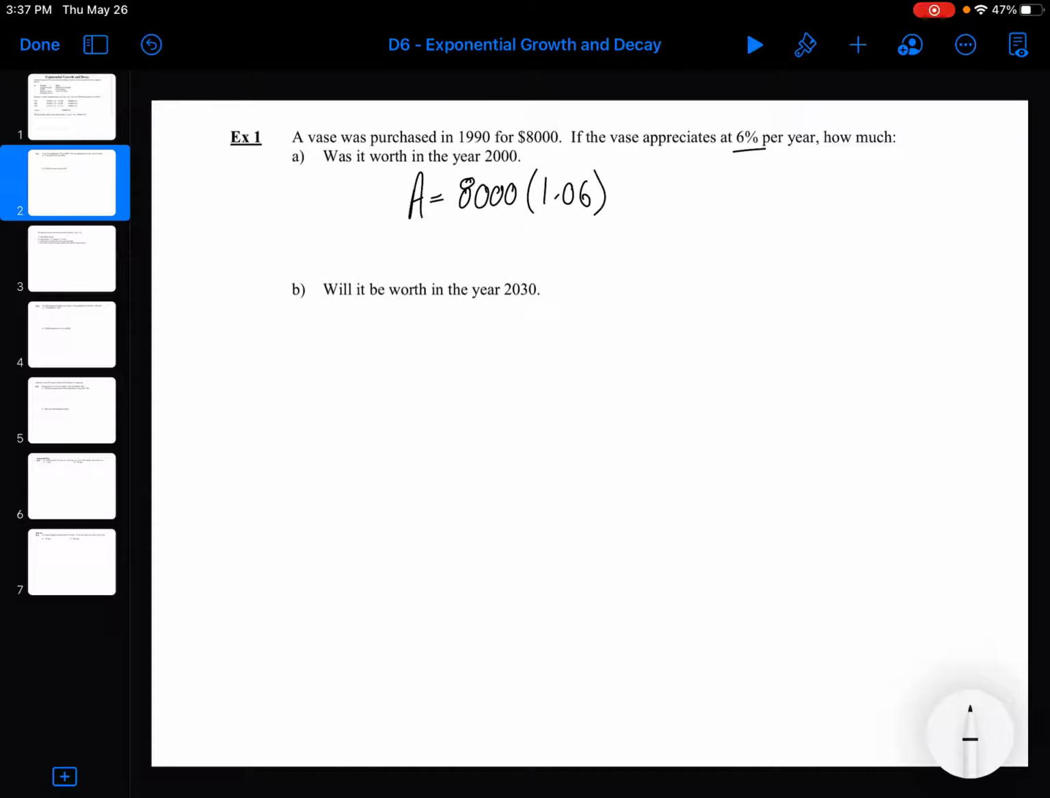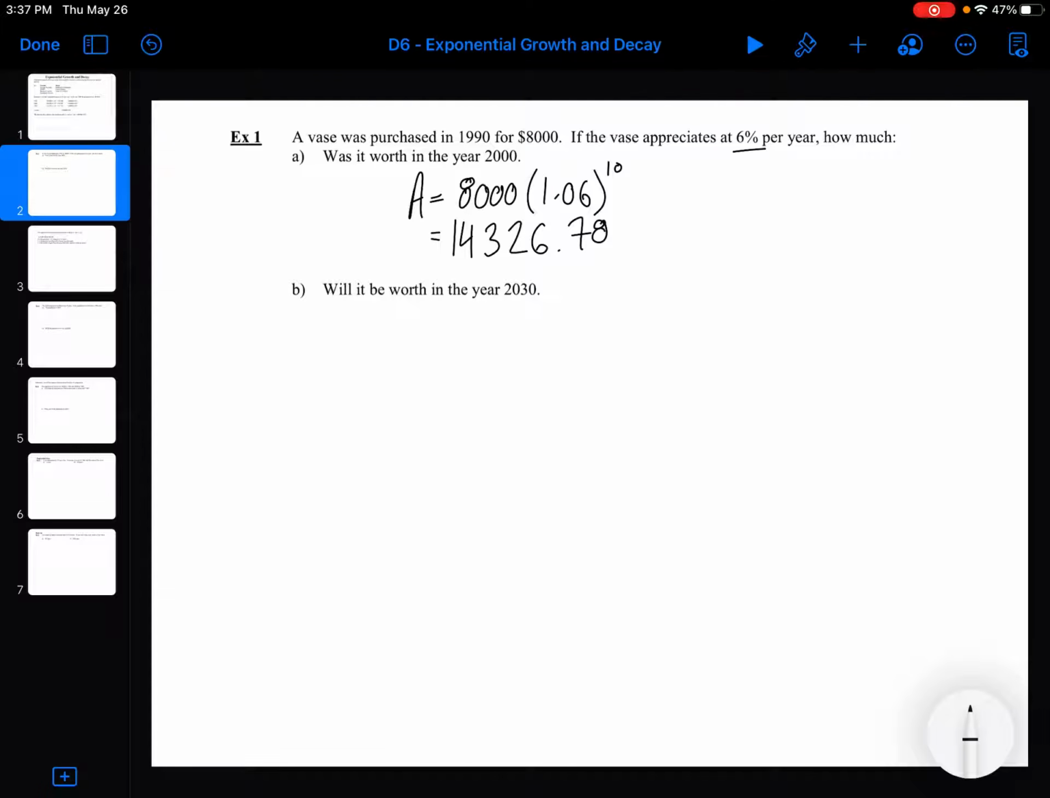And then our t value, or our exponent, is just the number of years. In this case, we've grown for 10 years. From the year 2000 to the year 1990, it's going to be a 10-year difference. So we got 1.06 to the exponent 10. And then we're going to times that value by 8,000. And we get $14,326.78.